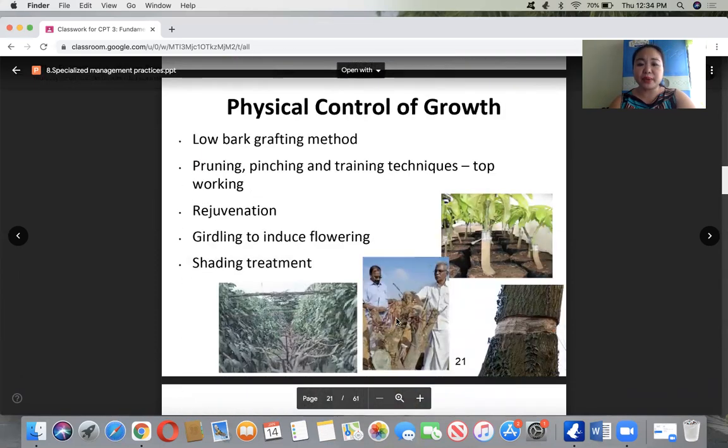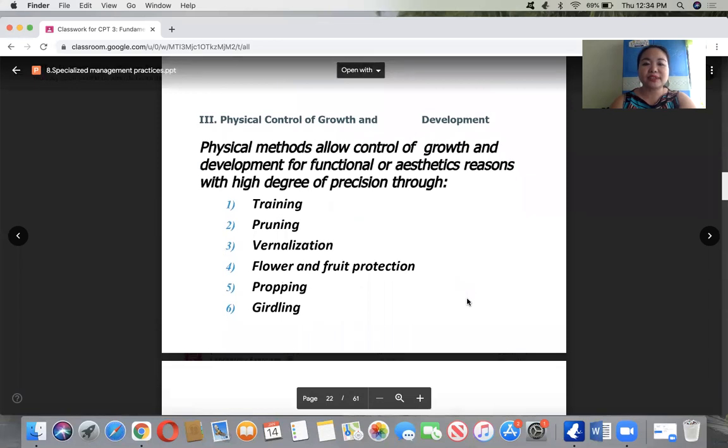So another important way is physical control of growth. We have the so-called low bark grafting method, pruning, pinching, and training techniques using PAP, rejuvenation, girdling to induce flowering, and other shading treatment. So physical methods allow control of growth and development for functional or aesthetic reasons with a high degree of precision through training, pruning, vernalization, flower and fruit protection, cropping, and girdling.